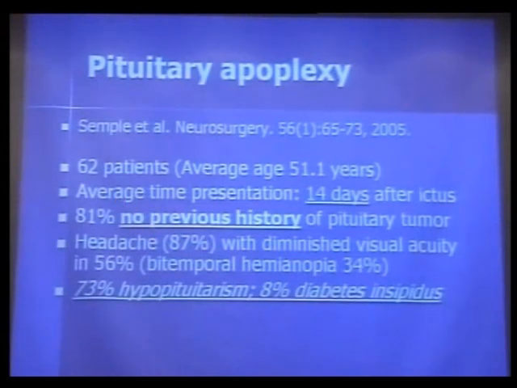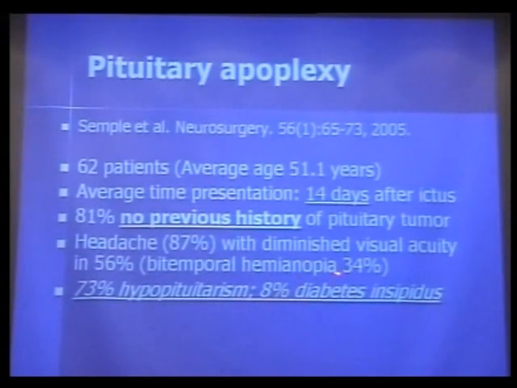81% of the patients had no prior history of pituitary tumor, so you cannot rely upon the presence or absence of pituitary tumor for apoplexy. And as I mentioned before, even though headache is the thing that's in the books, only 87% of this cohort had headache, and diminished acuity was present in more than half the cases, 56%. So these patients will come to the ophthalmologist.